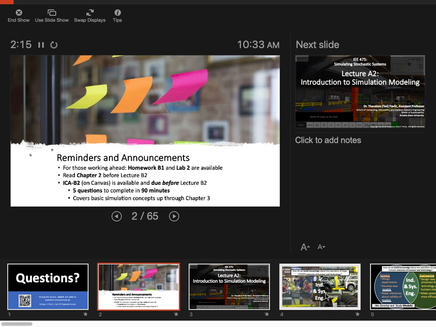So quick reminders, for those working ahead, homework B1 and Lab 2 are available online. B1 doesn't actually get formally assigned until Tuesday of next week, but if you want to work ahead, the first half of B1 is very similar to the lab you just did, Lab 1, where you come up with entities and et cetera, which we'll talk about today, and the second half is a hand simulation example, which is actually very similar to Lab 2. So those kind of work together.